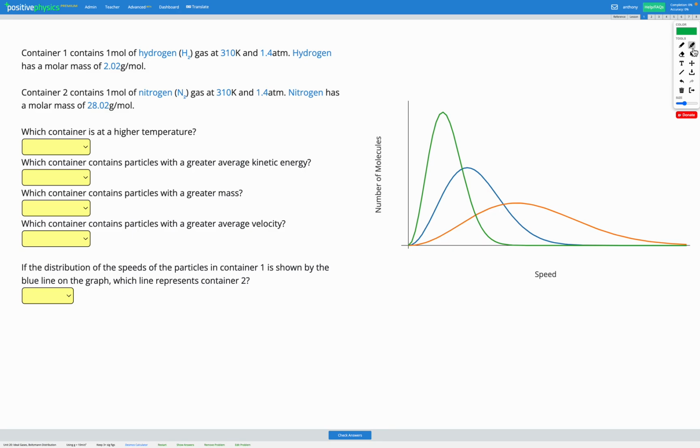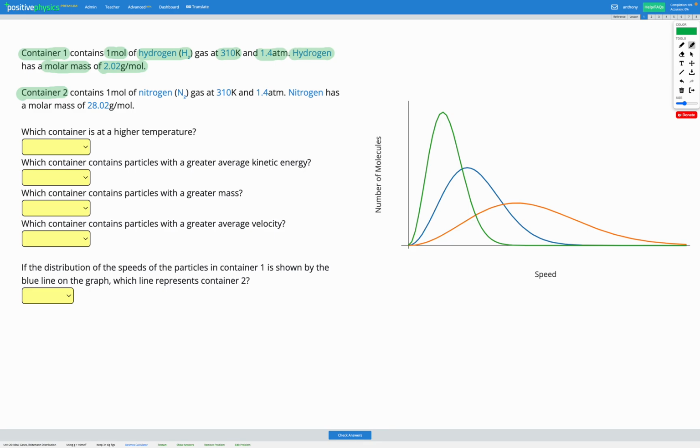In this question, we have two containers of gas. So we have container 1 and container 2. Container 1 contains 1 mole of hydrogen, H2 gas, at 310 Kelvin and 1.4 atm. We're told hydrogen has a molar mass of 2.02 grams per mole.